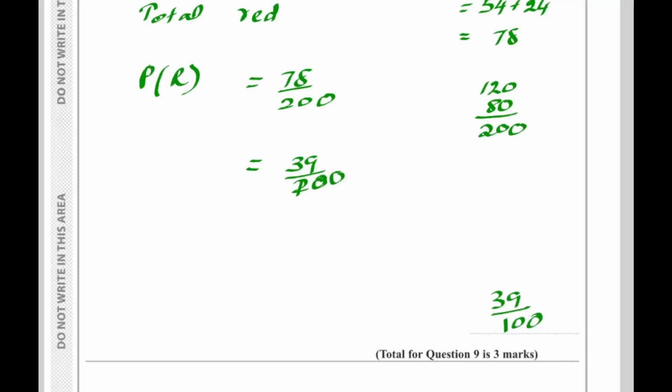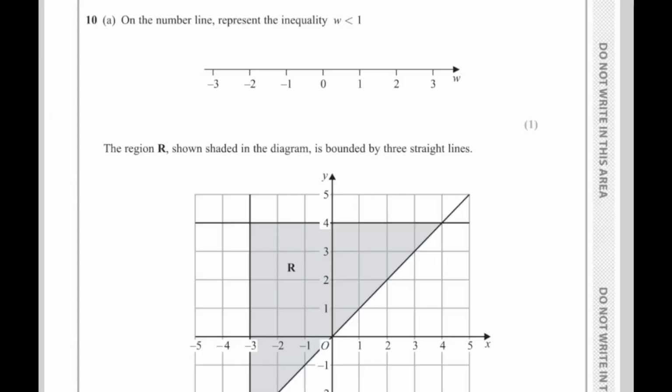Question 10, inequalities. In this question, on the number line, represent the inequality W is smaller than 1. So W is smaller than 1. Here in this inequality sign, this side is closed. If the closed side is facing the letter, you have to read it as W is smaller than. It is obvious, this side is wide open. This is the greater side, right? Always we start off reading the inequality with the letter.